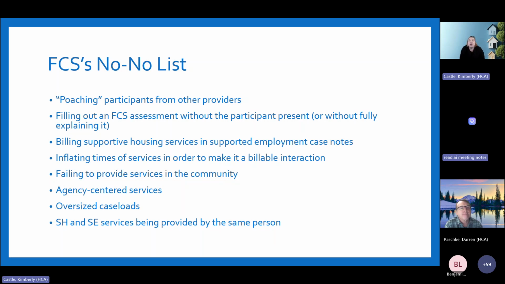And there shouldn't be any, I hate the word poaching, but poaching from other providers, because there's plenty of folks out there to be served. And I think working together as opposed to trying to compete always provides better services to our communities.